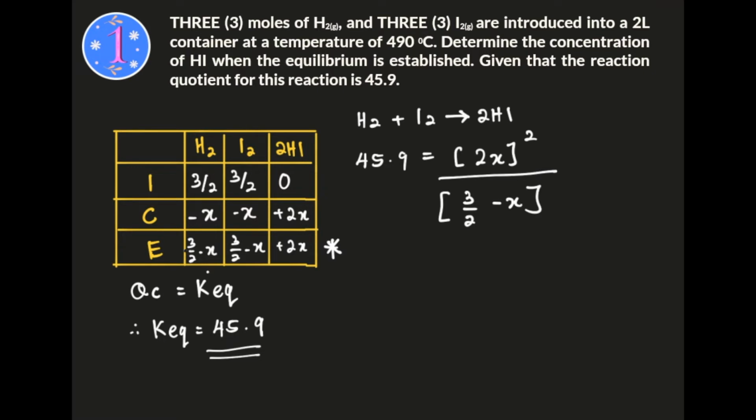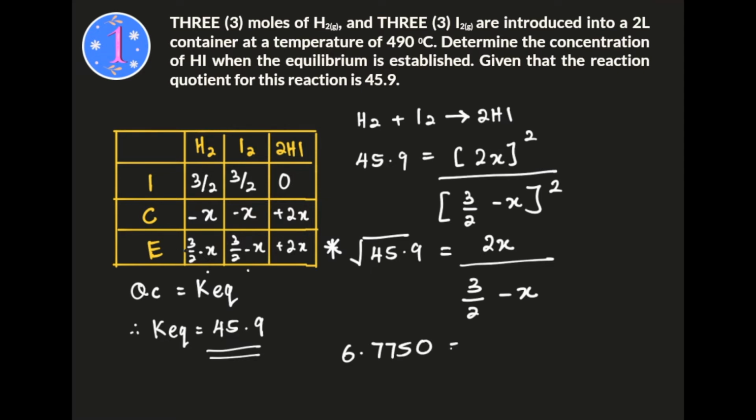Since the iodine is the same value, we're just going to put a square over here. Since the top and bottom are squares, the easiest way for us to remove that is just taking the square root of 45.9. Therefore it will be equivalent to 2x divided by 3/2 minus x. So what you're going to do now is find the value of x. It's a simple quadratic, so this one shall be equivalent to 6.7750 equivalent to 2x divided by 3/2 minus x.